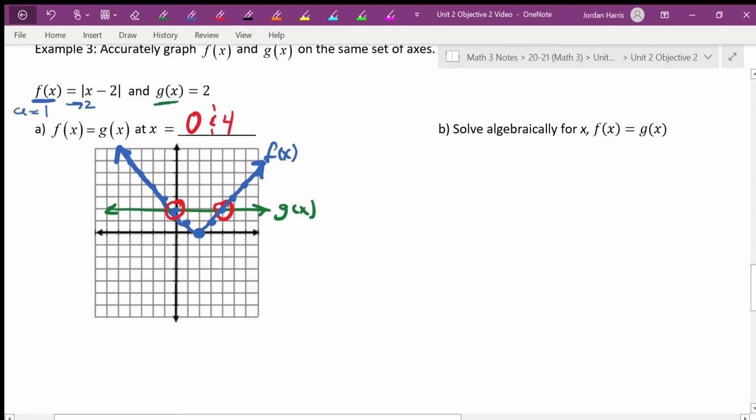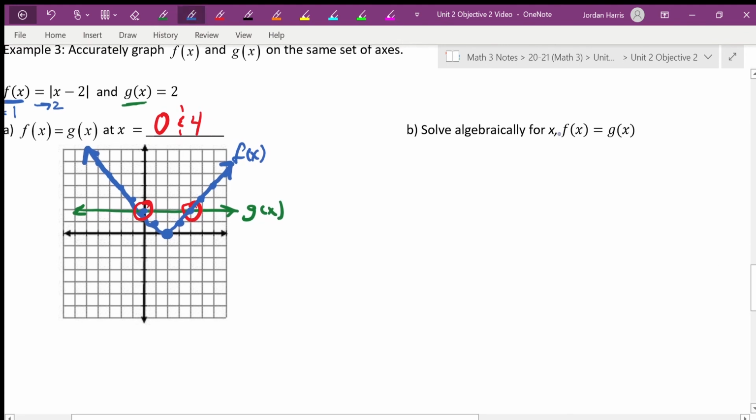That's where they're equal. Now, we're going to solve it, prove it algebraically. So f of x equals g of x. So we're going to set them equal to each other. Absolute value of x minus 2 equals 2. Okay, you need to understand how to set that up. It's pretty simple. Just set them equal. That's what it's telling you to do. Right? You follow that.